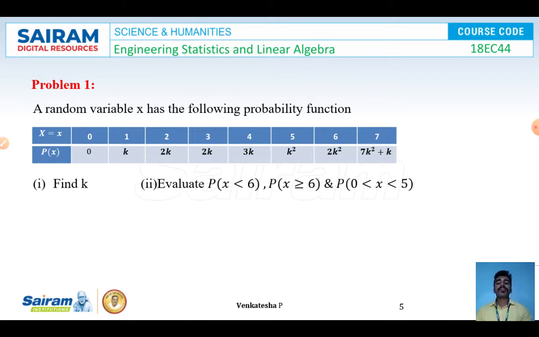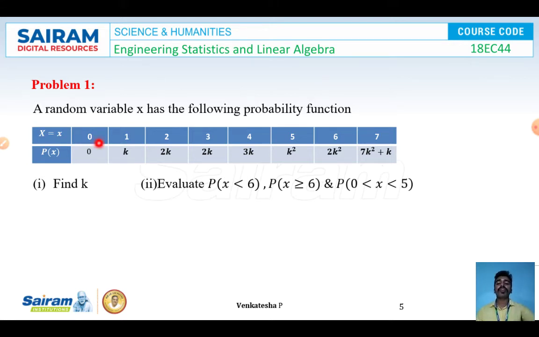The problems based on discrete random variable. Example number 1. A random variable X has the following probability function. The range of X is given like 0, 1, 2, 3, 4, 5, 6, 7, and the corresponding P of x is given by 0.